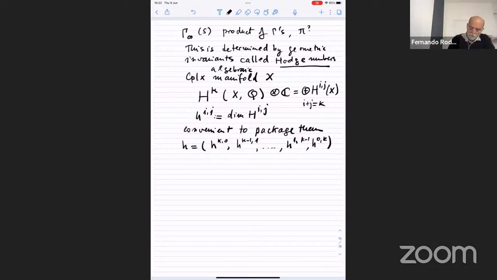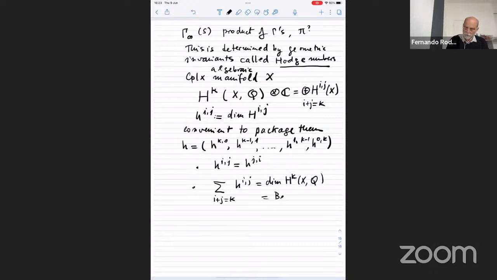So what do we know about these numbers? For a smooth complex manifold, we know they are symmetric. The sum of them is the total dimension of the cohomology, which is what's called the kth Betti number. So these numbers are sort of a refinement of this Betti number. Let me give you an example.